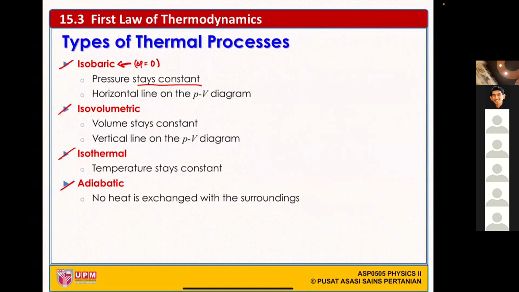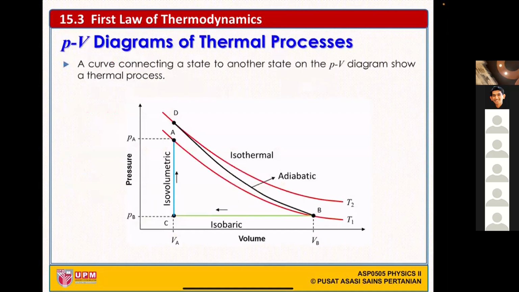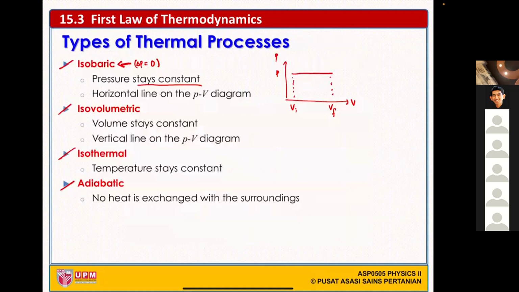Jadi bila pressure stay constant, kalau kita lukis graph of P against V, macam mana? So kalau pressure is constant, graph dia akan jadi straight line. Macam ni. Okay. So this is a V initial and V final, ataupun vice versa lah, mana-mana. So this is a P. Bermaksud pressure dekat initial adalah sama dengan pressure dekat final. So ini kita panggil sebagai konsep isobaric.